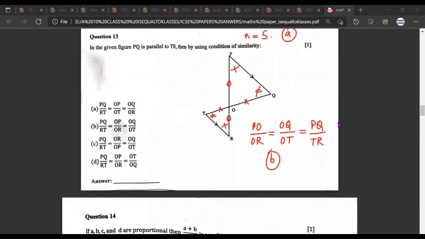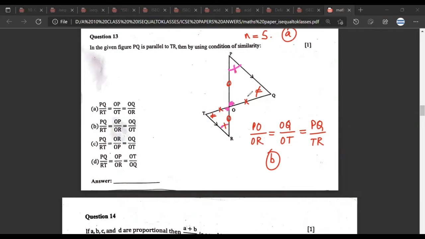Okay. Question number 13. I have parallel lines, and in parallel lines this is the transversal. Therefore, this angle would be equal to this angle, and this angle would be equal to this angle. Of course, this angle is equal to this angle because they are vertically opposite angles. Then I find the corresponding sides.